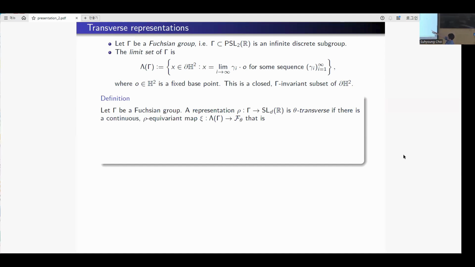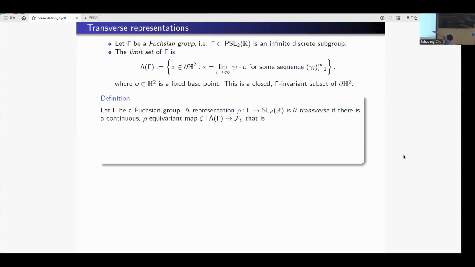So first, what does rho equivariant mean? On lambda gamma, I didn't say that before, but the limit set of gamma admits a natural gamma action. Whenever you have PSL2R acting on H2, it extends continuously to the boundary of H2, and so your gamma has a natural action on the boundary of H2 as well. And this lambda gamma is a gamma invariant subset. It's in fact a closed minimal gamma invariant subset.